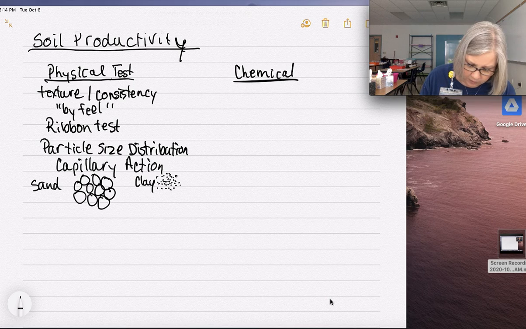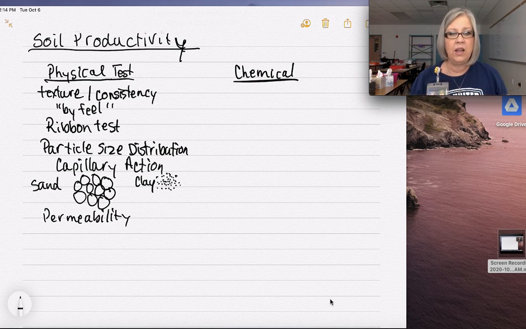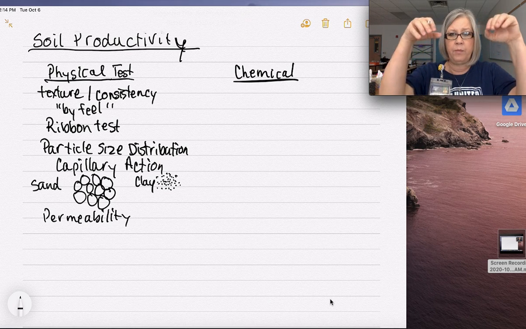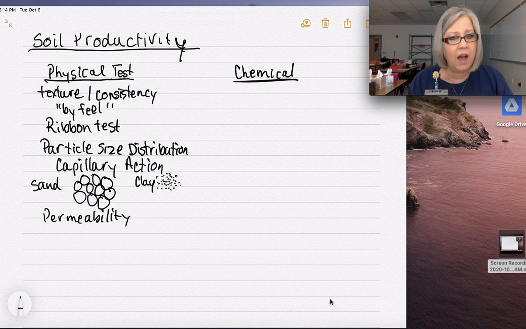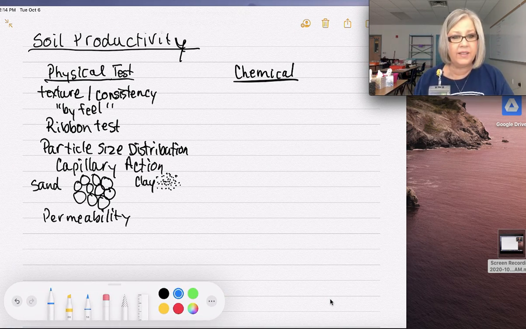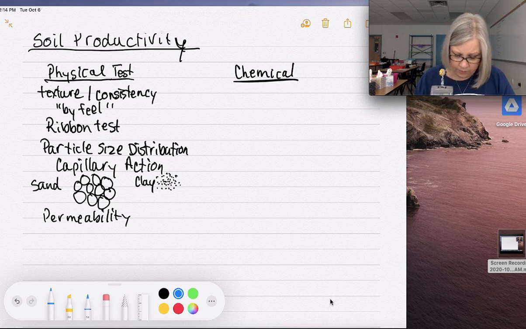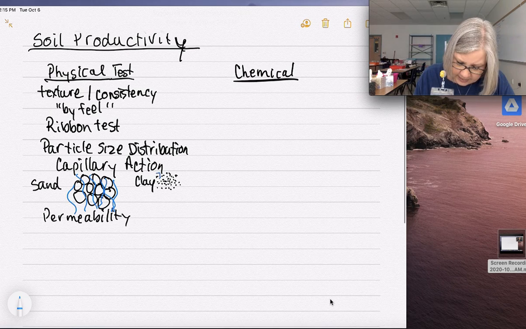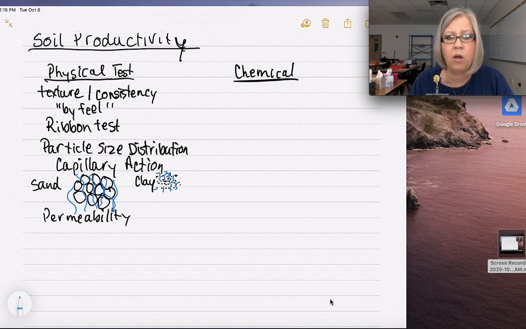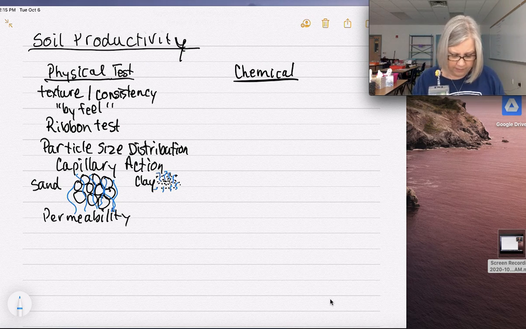All right, and finally, permeability. Permeability is how well water drains, right? So we have capillary action coming up, and we have permeability, water going down. So can water permeate? Just the opposite is true here. With sand, your percolation or permeability is going to run right through. It's going to be very high. You're going to get a lot of permeability, whereas with clay, it's going to take much longer for the water to drain through those small particles. Okay, so that's your permeability.